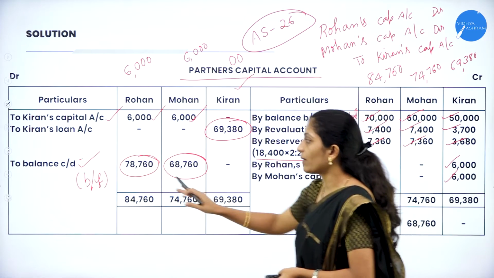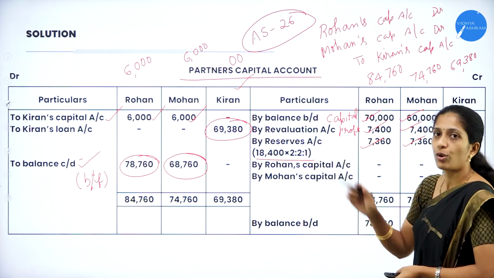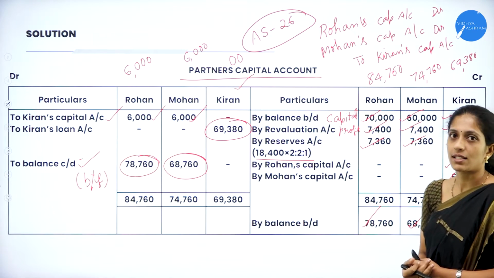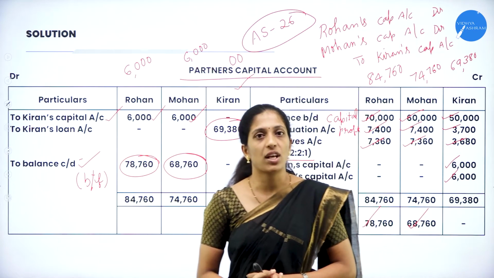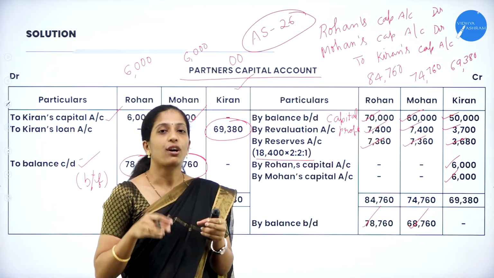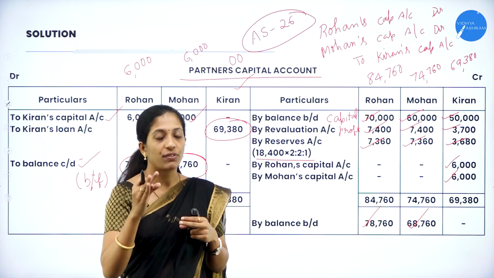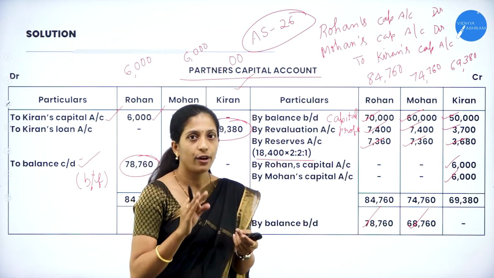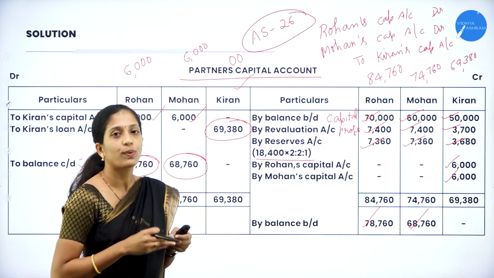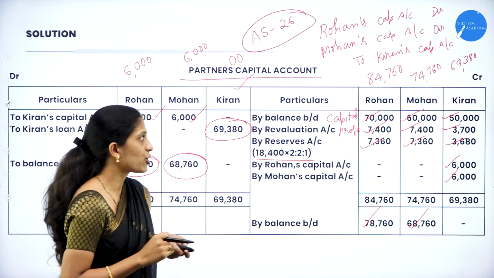Now next what you'll do, whatever amount you have carried down, the same amount has to be brought down here as balance brought down. That is of Rohan and Mohan. So Rohan 78,760 and Mohan 68,760. This is how you are going to prepare partners capital account. The only difference is that you will transfer to all the partners. So if there is any reserve, profit or any other type of fund, you will transfer to all the partners. At the same time, the balancing figure will be transferred to his loan account, that is the retiring partner's loan account. Other than that, everything will be same except the treatment of goodwill, which will also be different. Other than that, you are going to record the same entry as that of admission of a partner.